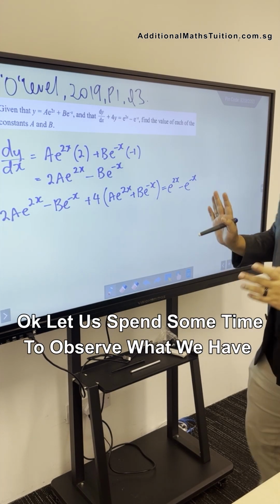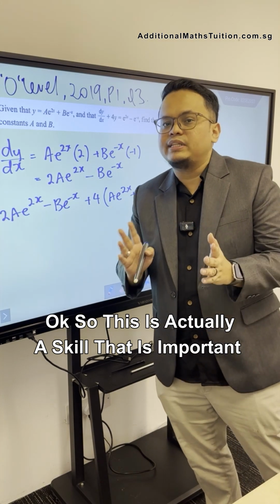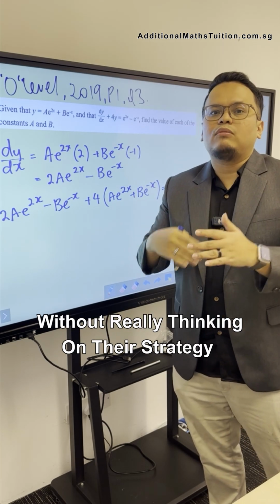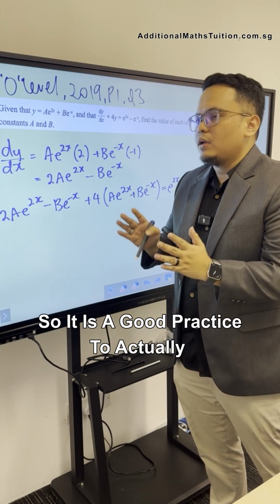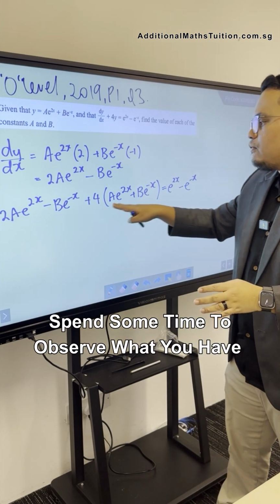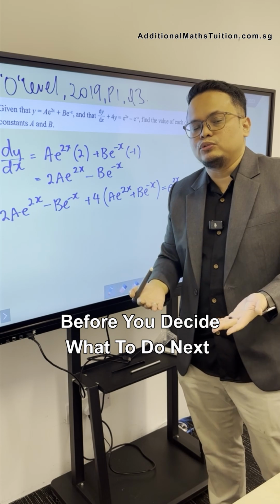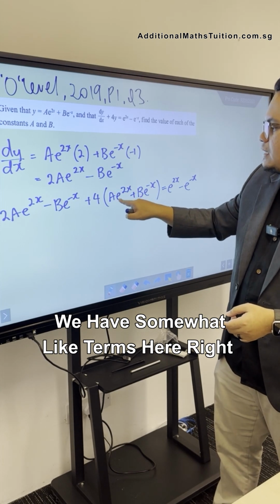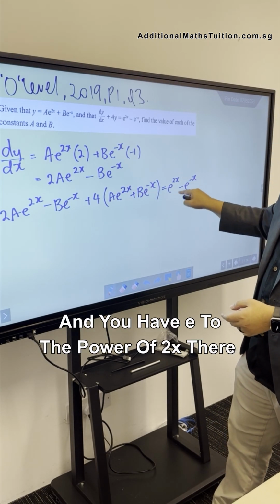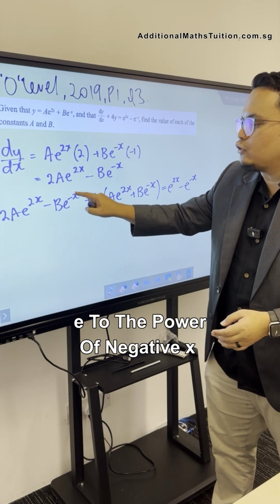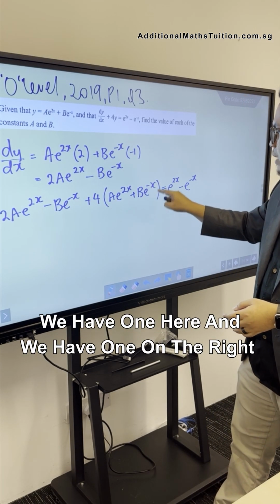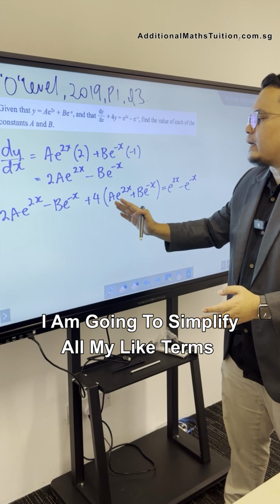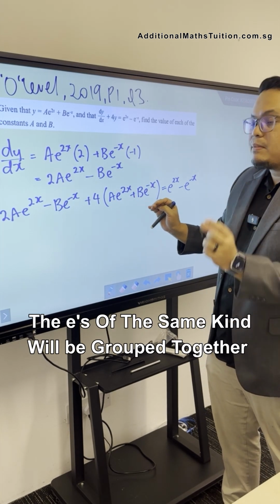Okay, let's spend some time to observe what we have. Okay, so this is actually a skill that's important. A lot of times students just try to move on step by step without really thinking on their strategies. So it's a good practice to actually spend some time to observe what you have before you decide what to do next. Notice you have e to the power of 2x term here. We have somewhat like terms here, right? E to the power of 2x, and you have e to the power of 2x there. And again, you have another kind of term, e to the power of negative x. We have one there, we have one here, and we have one on the right. So what I'm going to do here is I'm going to simplify all my like terms. The e's of the same kind will be grouped together.